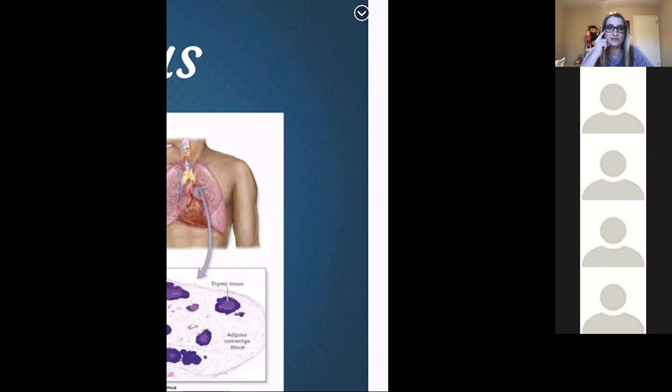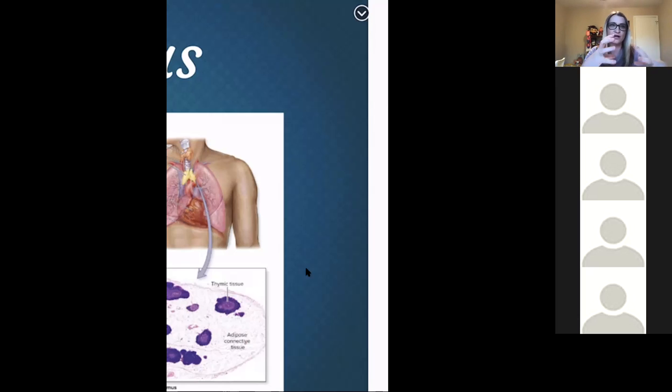So our thymus is not really as active after puberty, because the idea is that we have already encountered a lot of different pathogens by that point. So that's what happens to our thymus. It shrinks in size, and a lot of that tissue gets replaced by adipose tissue. The thymus is a bilobed organ, so you can see it has two large lobes, and then within each lobe you have lobules.